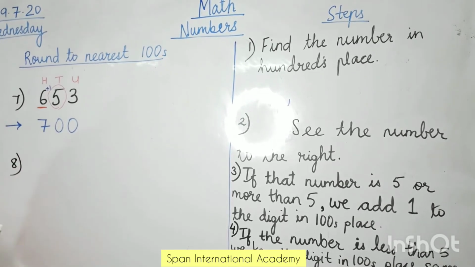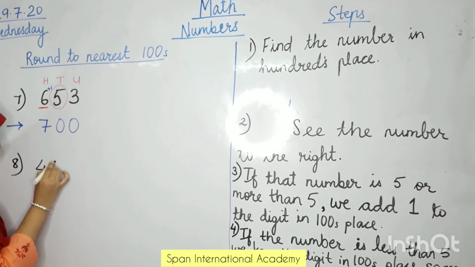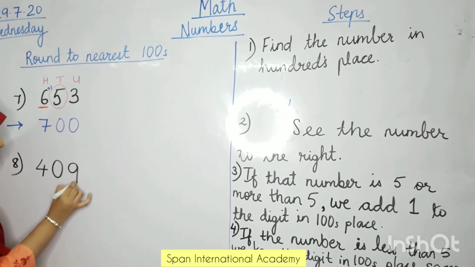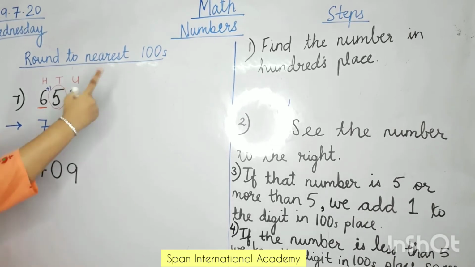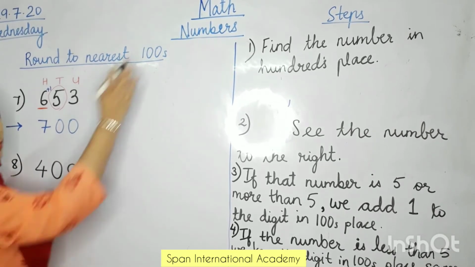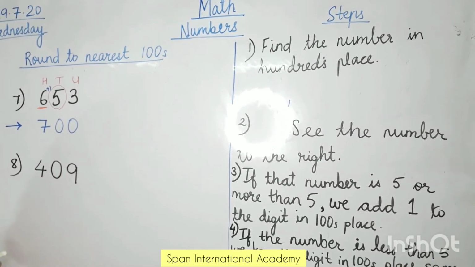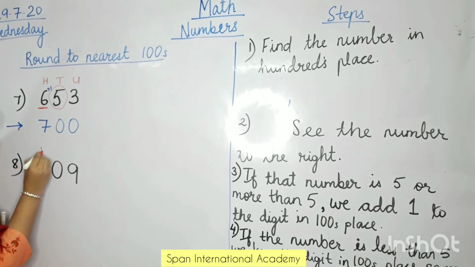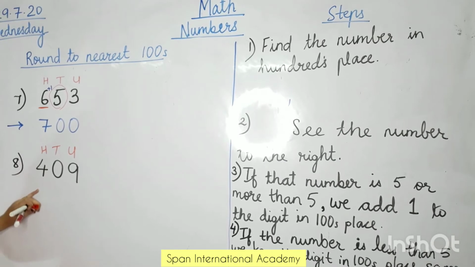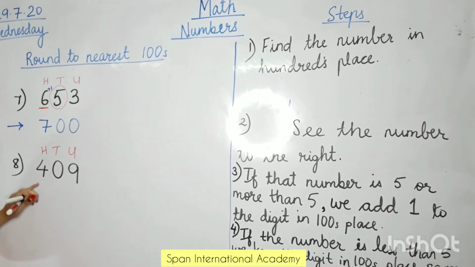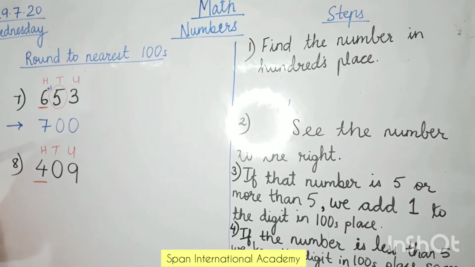Example number 8. Now I'm going to take the number 409. After seeing the number, we always see our steps. The first step tells me to find the number in the hundreds place. So I am going to put the place values. I have my place values ready. Now, which number is in the hundreds place? It is number 4.